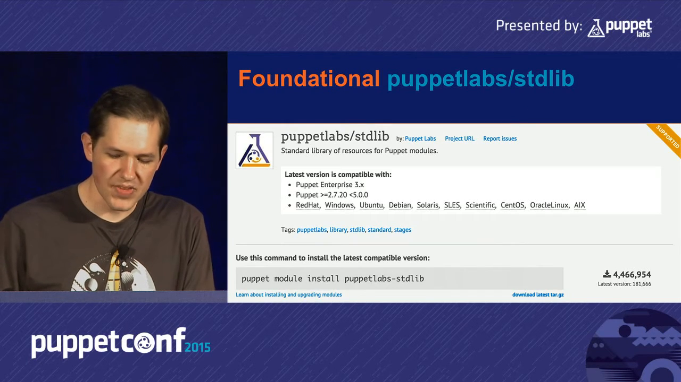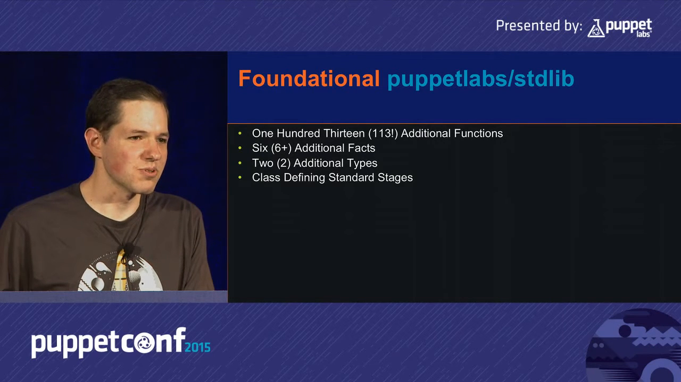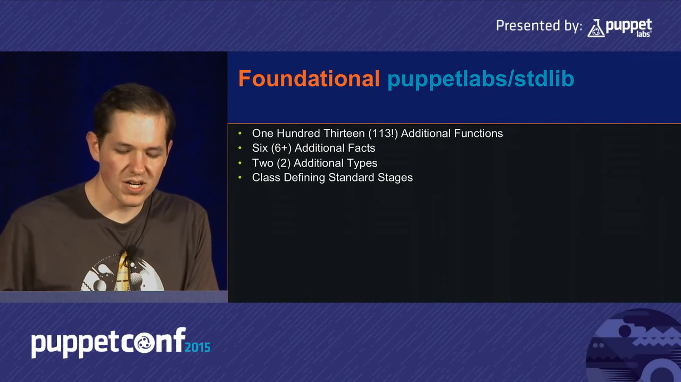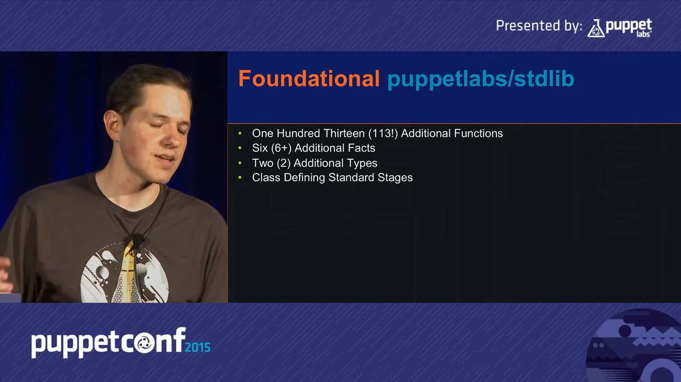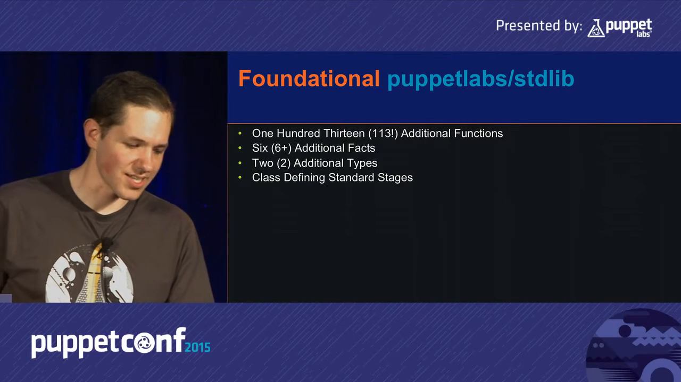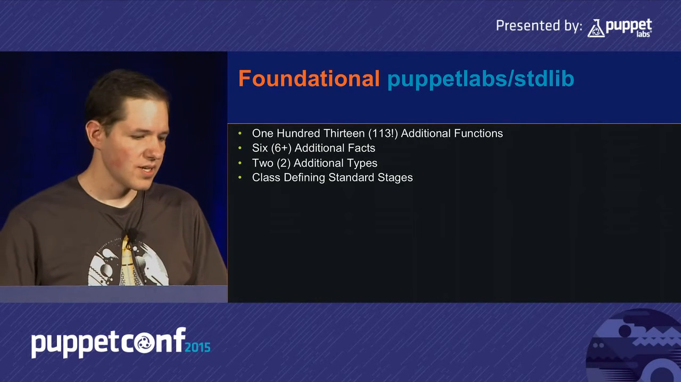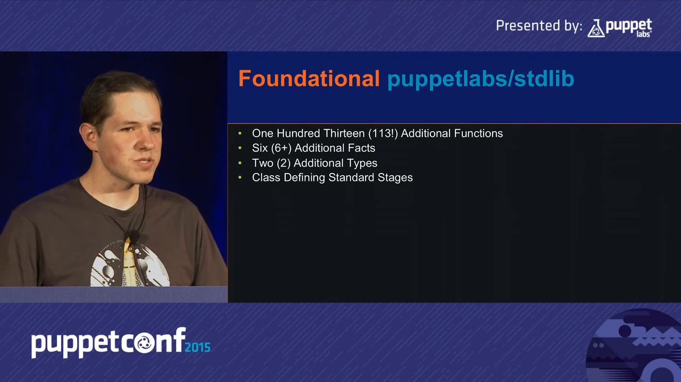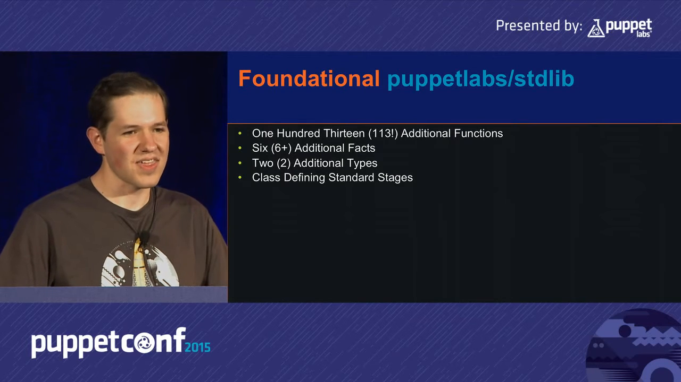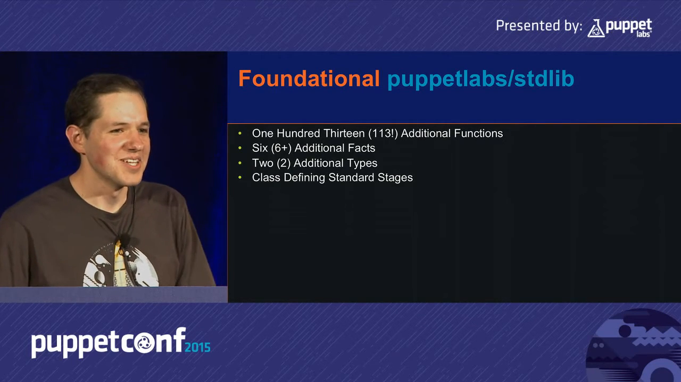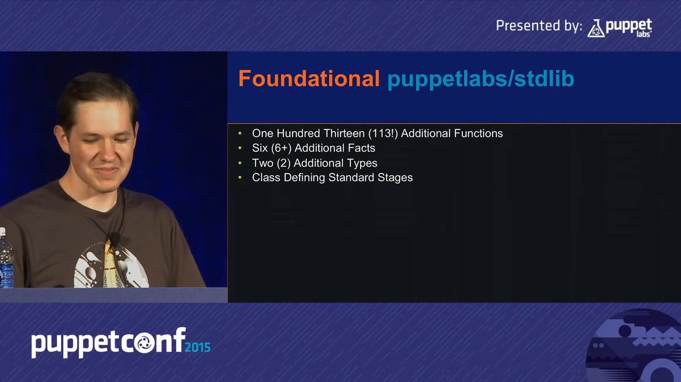So stdlib first. Stdlib is big, even though it doesn't really look that way when you just look through the types on the Forge. It comes with 113 additional functions. And again, functions are in the language. They're what help you write the glue to tie things together. It comes with 113 functions out of the box that you don't get with Puppet. Add 6 additional facts, mostly relating to Puppet itself. 2 additional types, one of which is fascinating and does nothing, and the other of which is like, oh, OK, that's pretty cool. There's also some classes in there that I won't talk about today. But there's a bunch of stuff here.